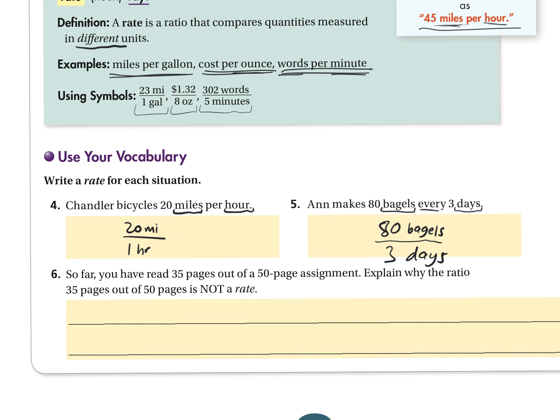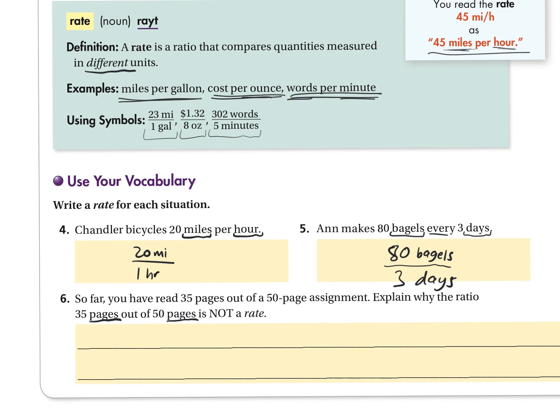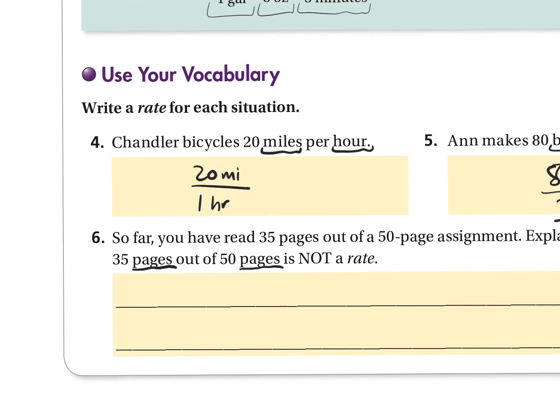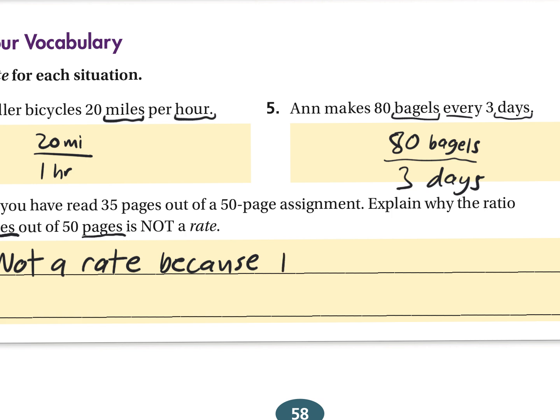Look at the units here, right? So we have pages here and we also have pages here. So 35 pages out of 50 pages. These are the exact same unit. And if you look up here, a rate is a ratio comparing quantities in different units. So this is not a rate. And you can say just that: it's not a rate because the units are not the same.